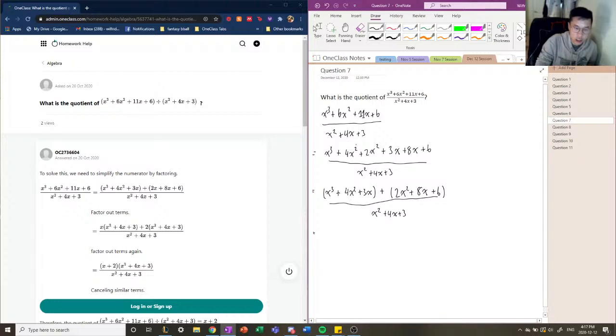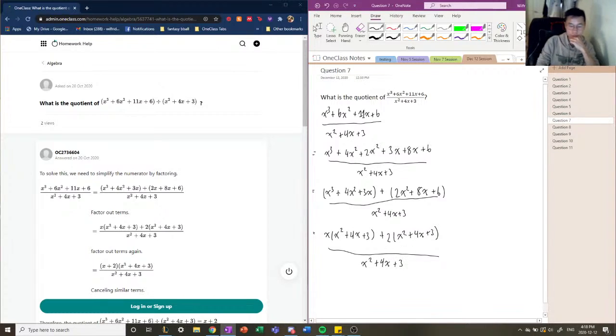So all of these are just different ways of writing the numerator, okay? So now I'm going to factor out x in the first bracket, which gives us x squared plus 4x plus 3, plus, I'm going to factor out 2 in the second bracket, which is going to give us x squared plus 4x plus 3. Oh, sorry about my lines. I can't draw lines. Okay.